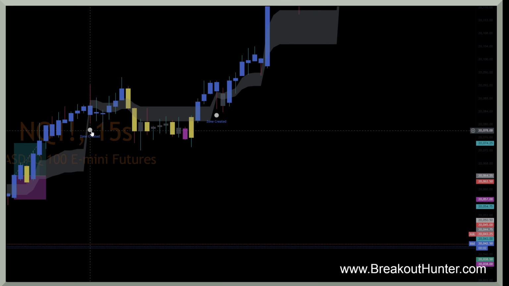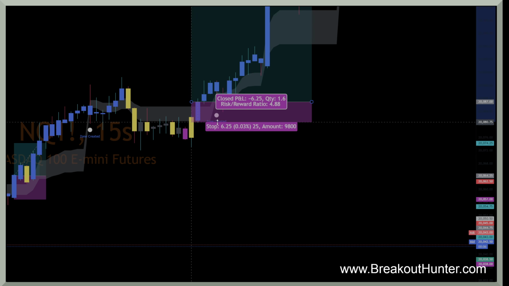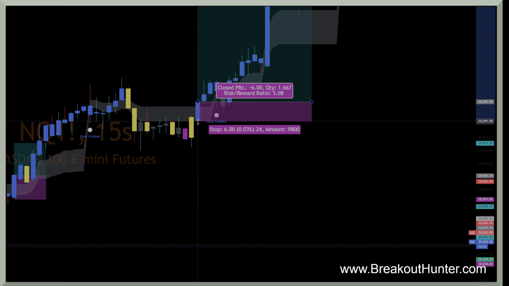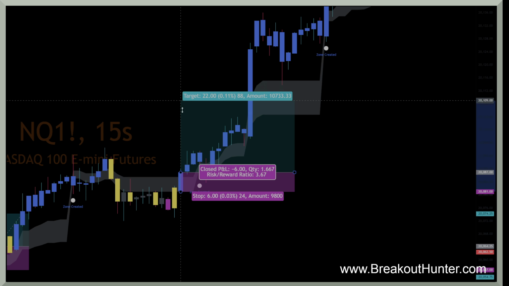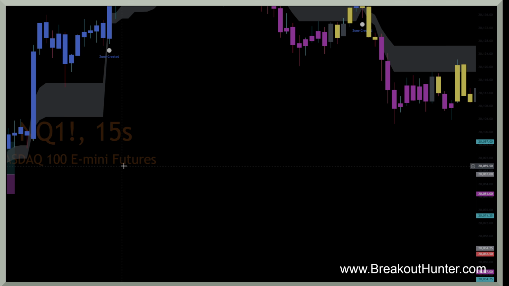Okay, so we get another one. Goes blue, comes down, and then crosses up right there. So we want to buy that, and we're going to go gray, right? Stop loss gray right there, and then we're going to go 40 ticks. And that is another winner right there.